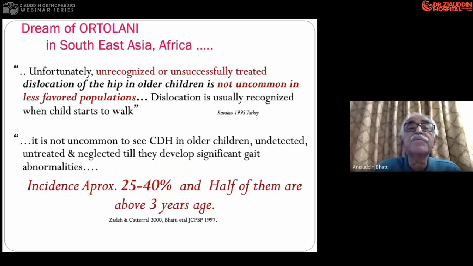Unfortunately, unsuccessfully treated dislocation of the hip is more common in Turkey and Iran and more in Pakistan, though they have good protocols. Now Bangladesh has also started a good protocol for screening, but in our country it has not. Missed dislocation cases are more than 25%, as indicated in the very popular paper of Catrol and Zade in 2000. But in our statistics, in my first article in 1997, I said half of the children present to us above 3 years of age.